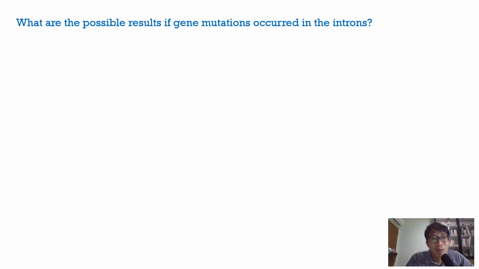So we talk about mutations in the gene. But we know that for eukaryotes, the genes contain introns, which are removed in post-transcriptional modification from the mature mRNA. What would happen if the introns are mutated? Or what will happen if gene mutations occur in the introns? All right, so pause the video, think about it. Once you have some answer, you can resume the video.